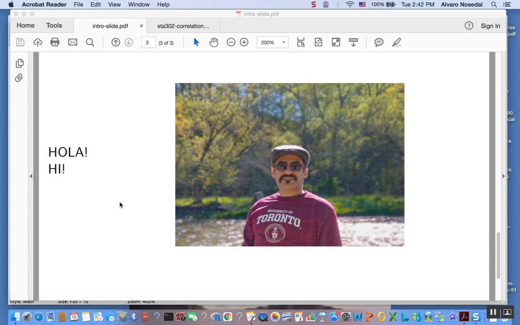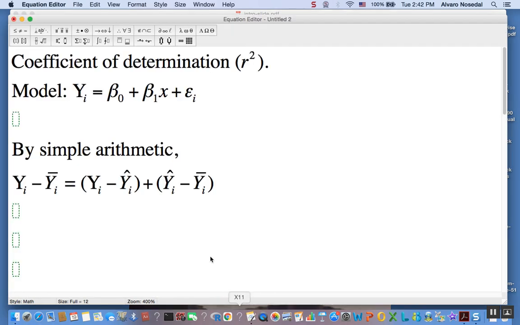Let's get to work. In this video, we will introduce the coefficient of determination. We will use r square as notation for the coefficient of determination. Now, the model that we are considering here is the classic simple linear regression model: yi equals beta 0 plus beta 1 x plus epsilon i.